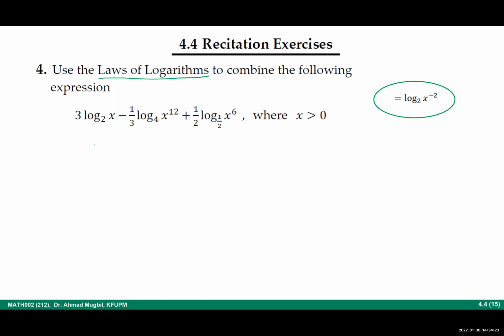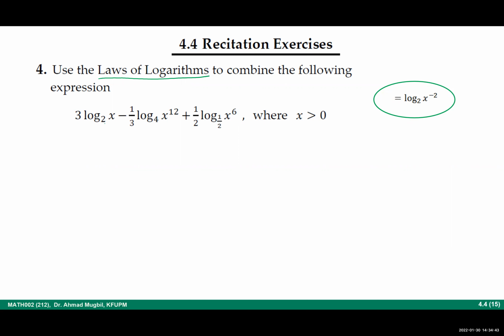Okay, what is the first idea that comes to your mind when you have a question like this? Yes. Use the basic laws of logarithm. We will use the basic laws. So what will you think about? About which one? What will you think about?